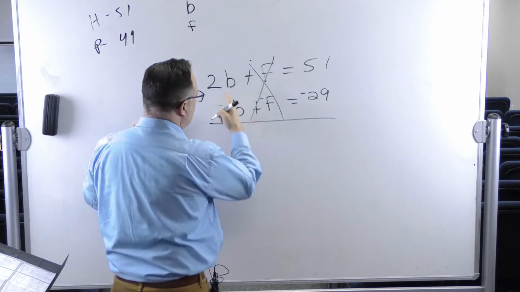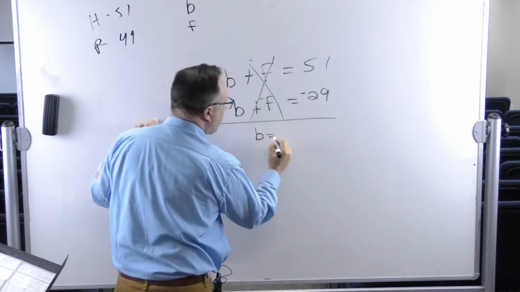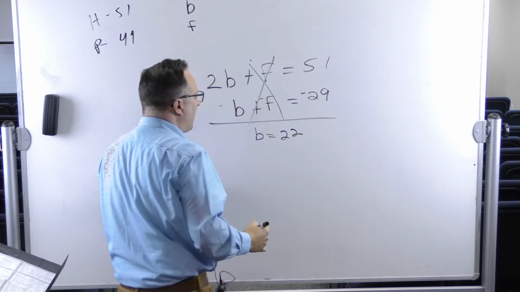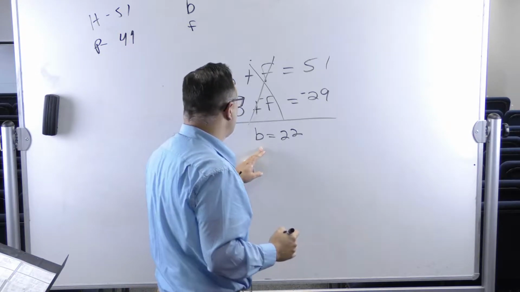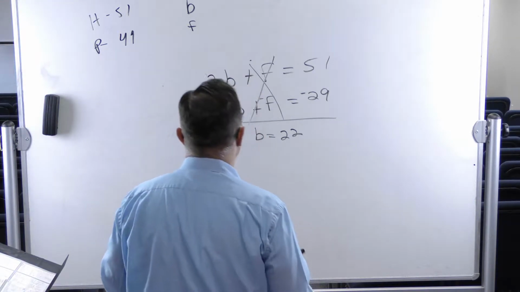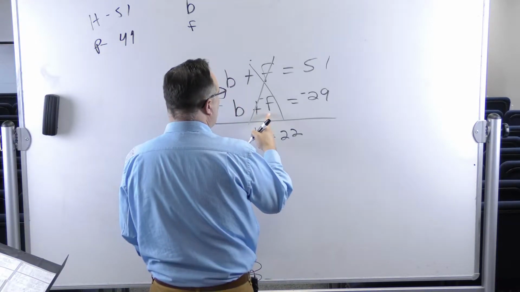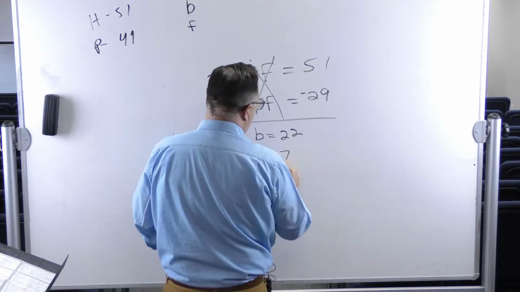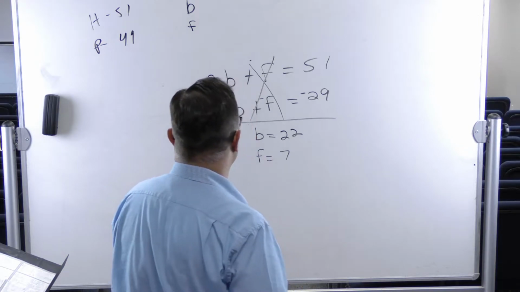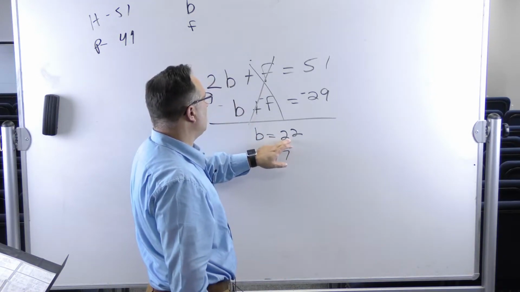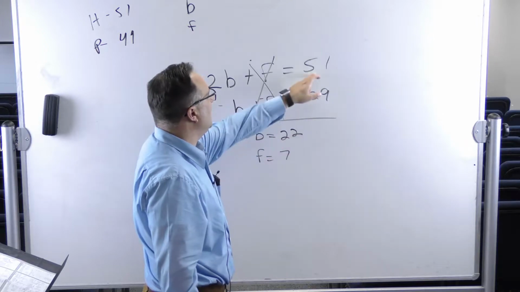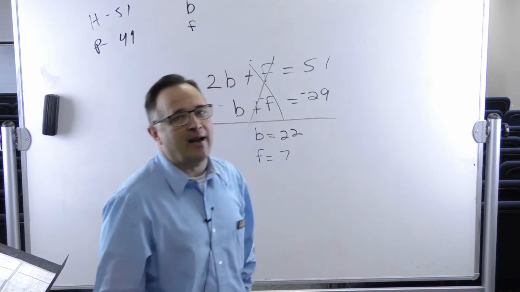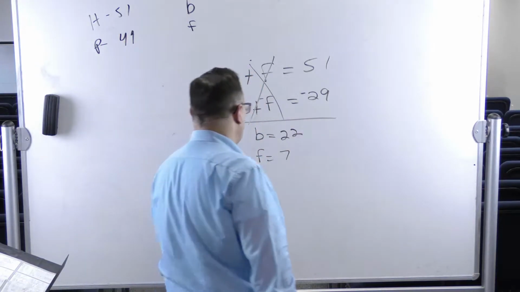Now I have 2b minus b is just b, and then 51 minus 29 is 22, if my math is correct there. So they scored 22 baskets. With the baskets plus the free throws, that means they scored 7 free throws. Because they have 51 points: 22 and 22 is 44, plus 7 is 51, or the number of baskets plus the number of free throws equals 29. Either way you put it back in the equation, it works both times, and so that's how you do that one.